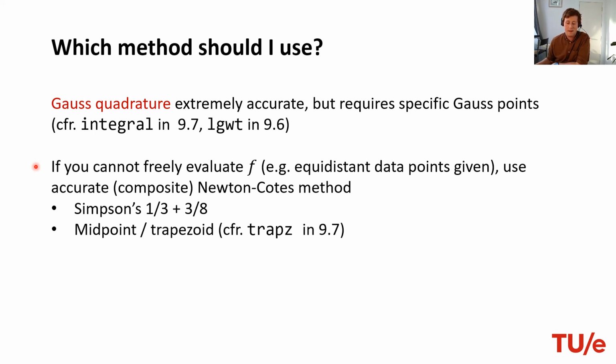So in that case, I would say, use an accurate composite Newton-Cotes method. This could be, if it's applicable, Simpson's 1/3 combined with Simpson's 3/8 method, or the midpoint and trapezoid method. And for trapezoid, there is this easy function traps, which I also discussed in the video for section 9.7, which allows you to easily compute the integral approximation using the trapezoid method from a set of data points.